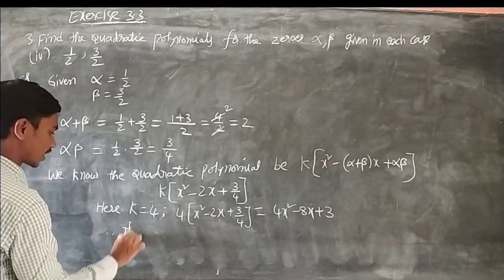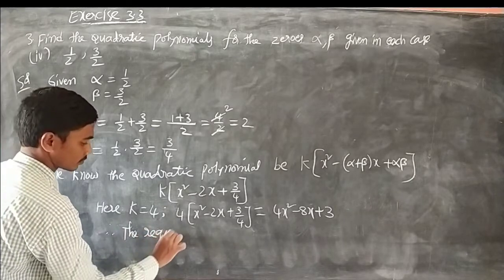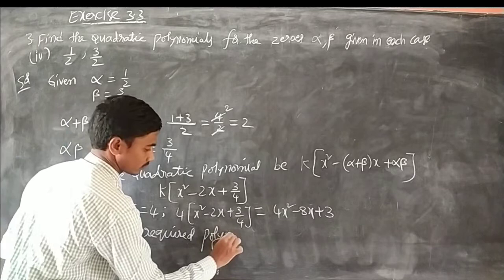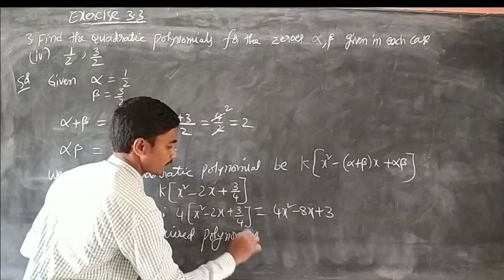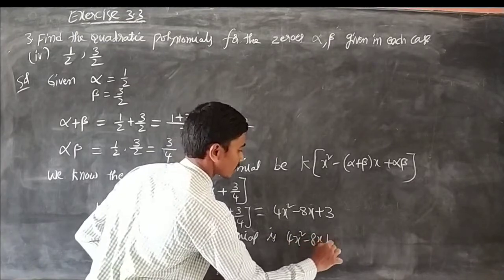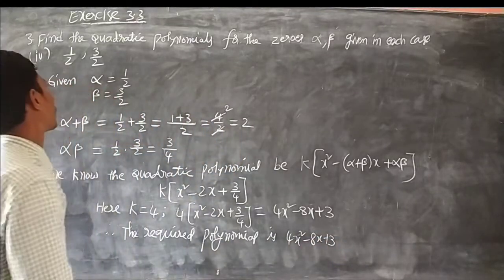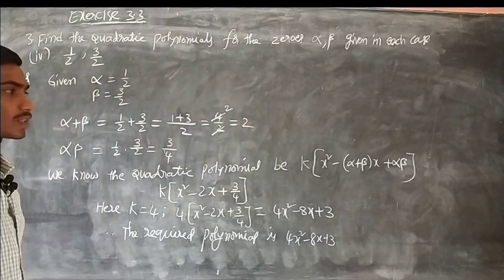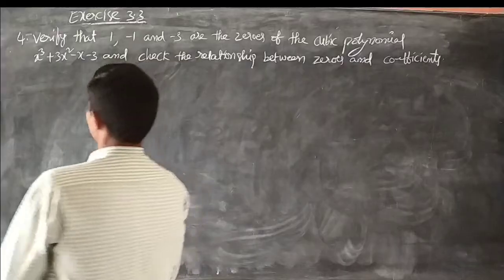Therefore, the required polynomial is 4x square minus 8x plus 3 with the zeros of 1 by 2 comma 3 by 2. Here is the solution.